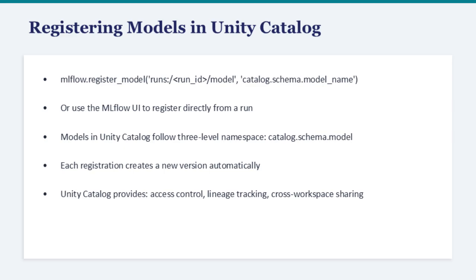You can also register the model directly from the MLflow UI by clicking the register button on a run. Each time you register a model in Unity Catalog, it automatically creates a new version. So your first registration is version 1, the next version will be version 2, and so on. Unity Catalog adds powerful governance, access control through ACLs, lineage tracking showing which data and code produced each model version, and cross-workspace sharing so other teams can discover and use your models.